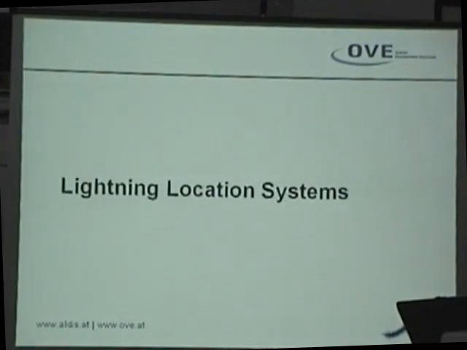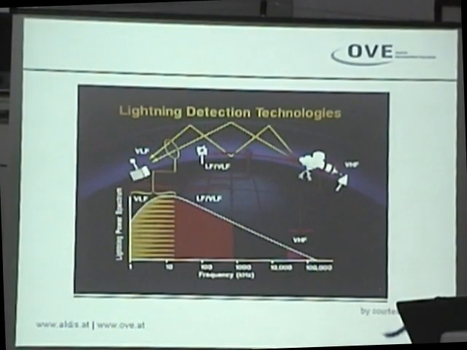Okay, these were the basics regarding lightning physics. Coming to lightning location systems, there exist different lightning location systems operating in different frequency ranges. You can operate a lightning location system in the VHF range. These are very rare, I would say. They're not very frequent, normally used for research.